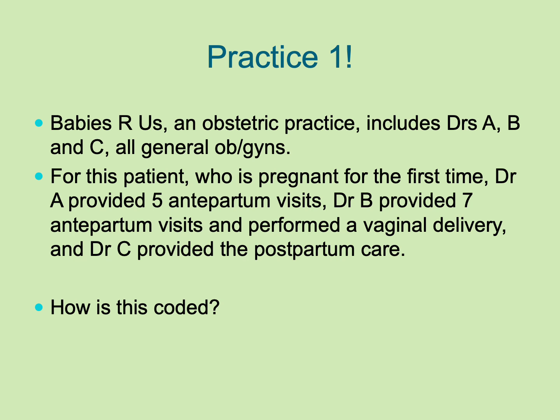So let's do a practice. I'm going to read this, and if you'd like to try to do this on your own, stop the video and then restart it after you've thought this through yourself. So Babies R Us, an obstetric practice, includes doctors A, B, and C, all general OB-GYNs. For this patient who is pregnant for the first time, that's important, Dr. A provides 5 antepartum visits, Dr. B provided 7 antepartum visits and performed vaginal delivery, and Dr. C provided the postpartum care. How is this coded? So pause it if you'd like to think about this for a minute.